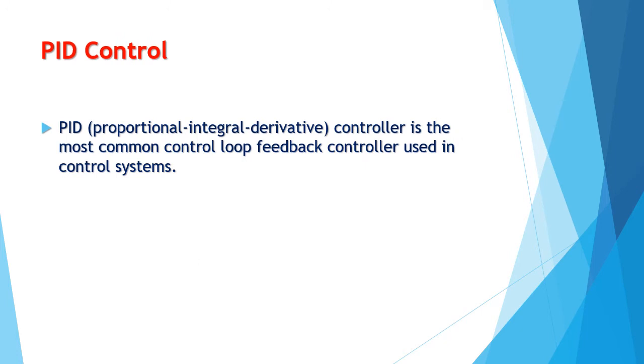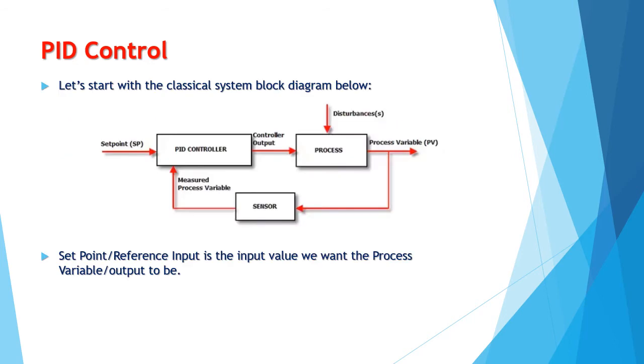Next control is what we call the PID control, or proportional integral derivative control. A PID controller is the most common control loop feedback controller used in a control system. To explain this, let's start with the classical system block diagram. Set point, or in some reference, we call it the reference input, is the input value we want the process variable. The process variable is sometimes called the output. So the set point is what we want the process variable to be.